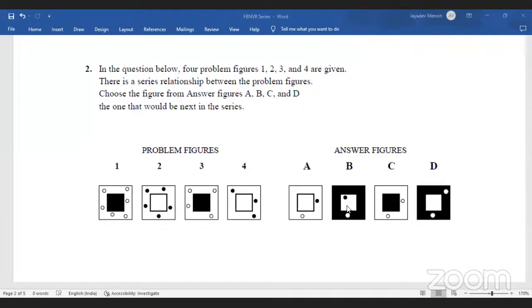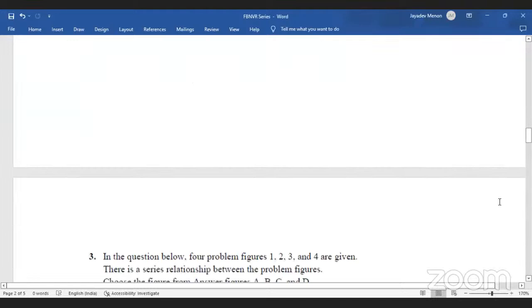Yes, very good. Option C is correct. If you are looking at the figures here, we can see that the color of the central core is changing alternately. First it was black, then white, then again black, then white. So in the next figure, the central core should be black. We have only one option with a black central core, which is option C. So the answer is option C. Now the next question.